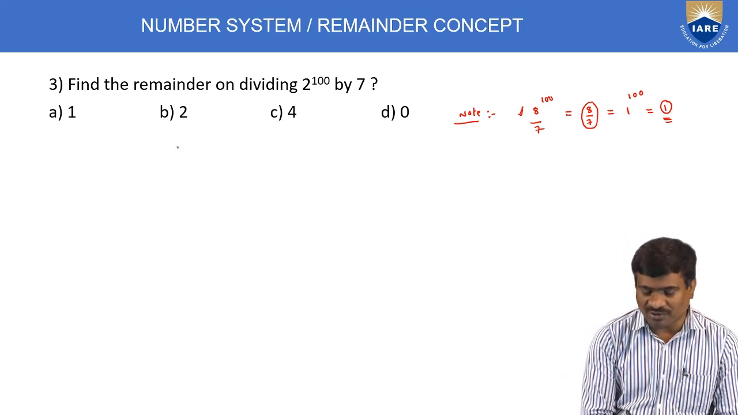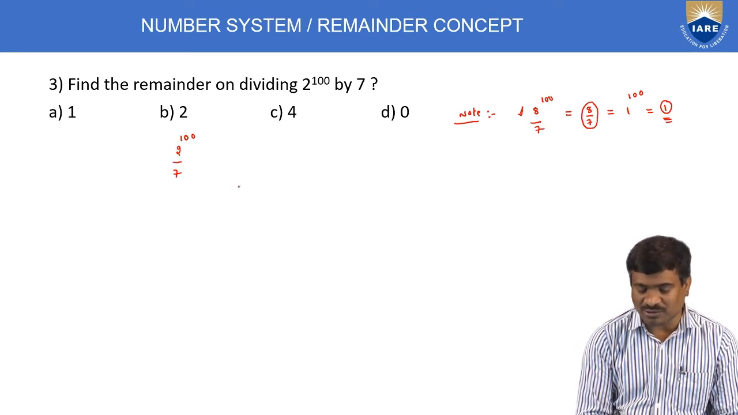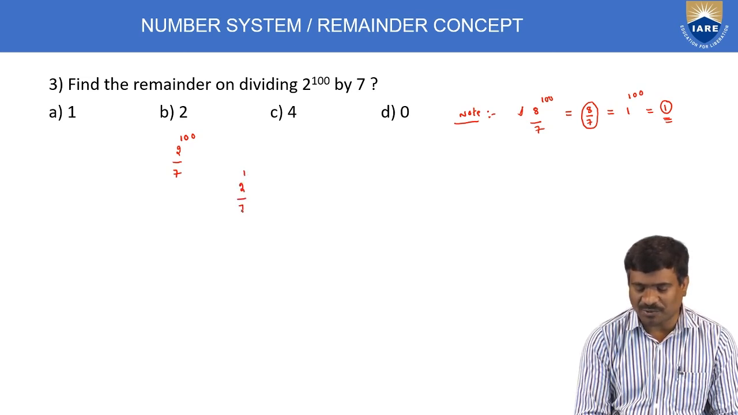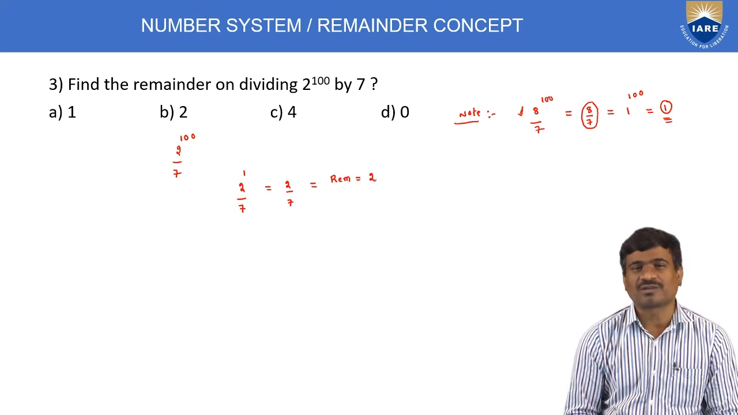2 to the power of 100 by 7. This is also written as 2 to the power of 100 by 7. Next, the general property, the 2 and 7 remainder property. First assumption: 2 to the power of 1 by 7 is equal to 2 by 7. 2 is not divisible by 7, remainder only 2.